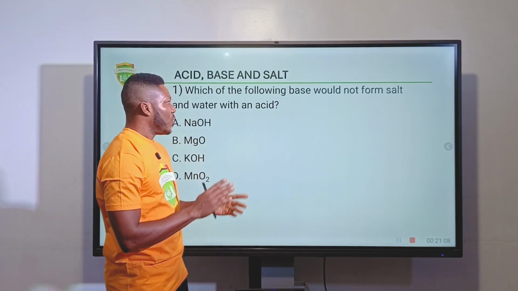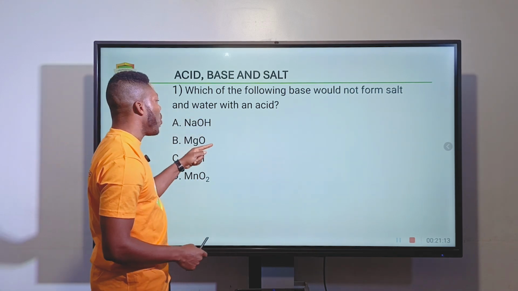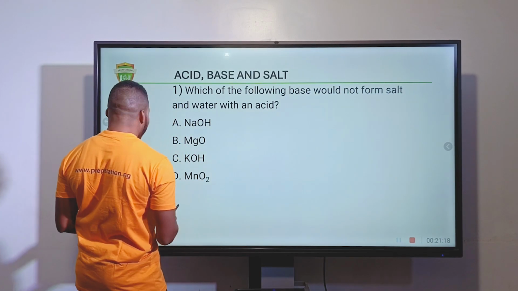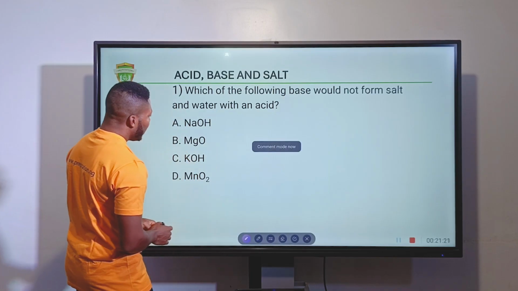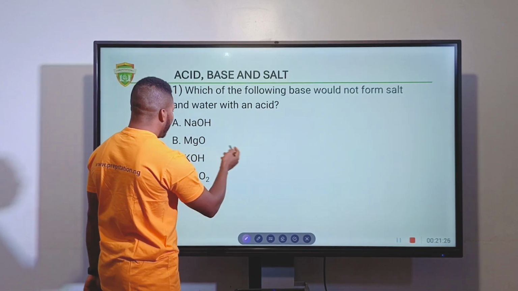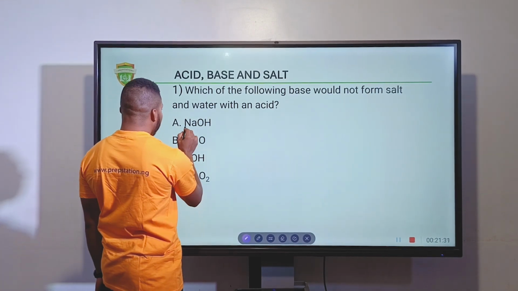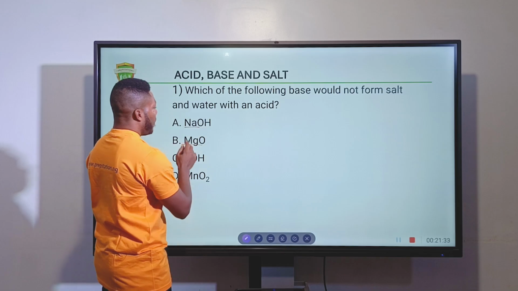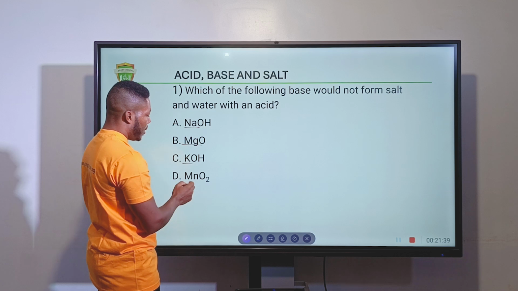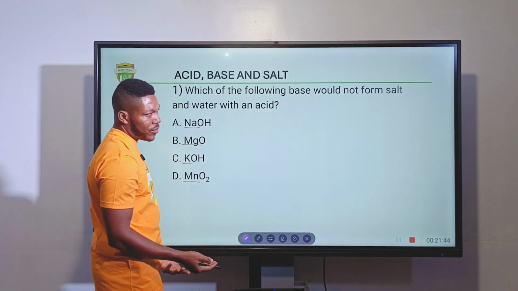It's not difficult. Question 1 says, which of the following bases would not form salt and water with an acid? So look at the question very well. The answer is staring at you. Sodium hydroxide, magnesium oxide, potassium hydroxide, then manganese 4 oxide. Now all these metals are normal metals. Sodium is in group 1, magnesium is in group 2, potassium is in group 1. But this is a transition metal.